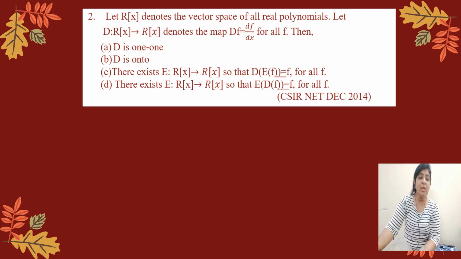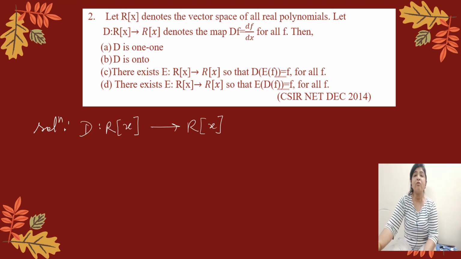Now you can see what we are given: D is a function from polynomials to polynomials.